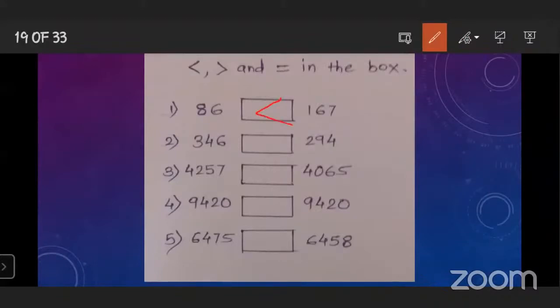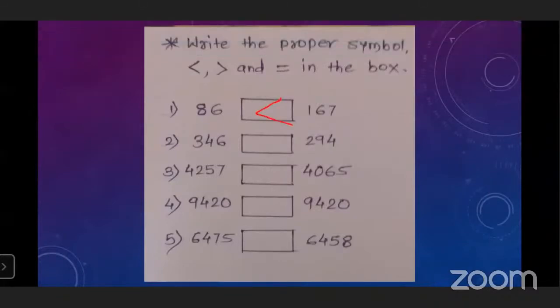Because the first number is smaller. Okay, yes. Now the second example is 346 and 294. These two numbers are given.